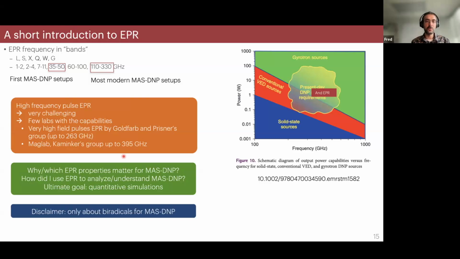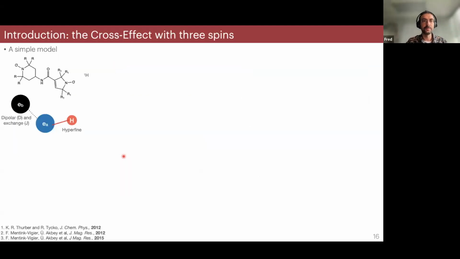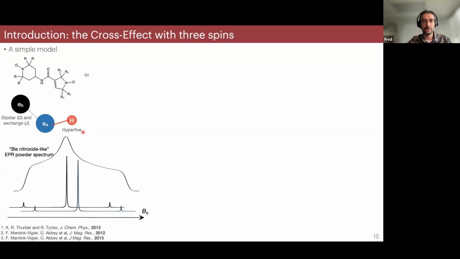And I'm putting a disclaimer. I'm just going to talk today about biradicals. There's a lot of work that I could mention, but in the 45 minutes I'm allocated, I'm going to focus on biradicals. So a biradical is basically a molecule with two unpaired electrons. But to mimic DNP, you can just assume I have two electron spins and one nuclear spin. And those you will account for the G tensors I mentioned before, the couplings between the two, and then the coupling to the nucleus.